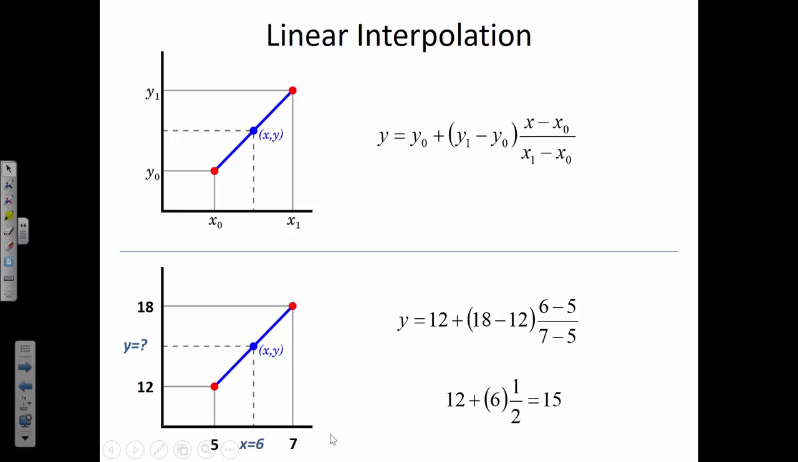So let's say, for instance, that you've got between 5 and 7 on the x-axis, and this is the input data, the independent variable. On the vertical axis is the dependent variable. If you wanted to find the equivalent y when x is 6, we'd start off with the starting value for y, so 12, and then y1 minus y0, which is the distance between the top value and the bottom value, because what we're trying to do is find the slope.